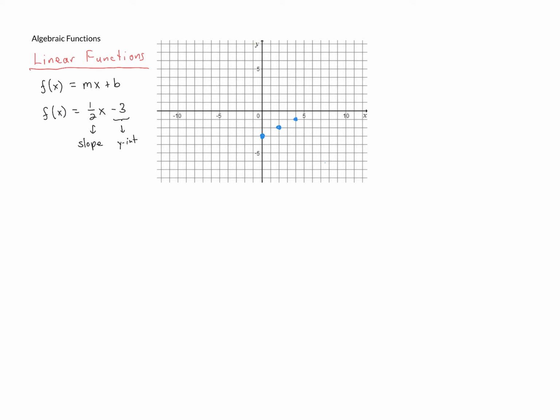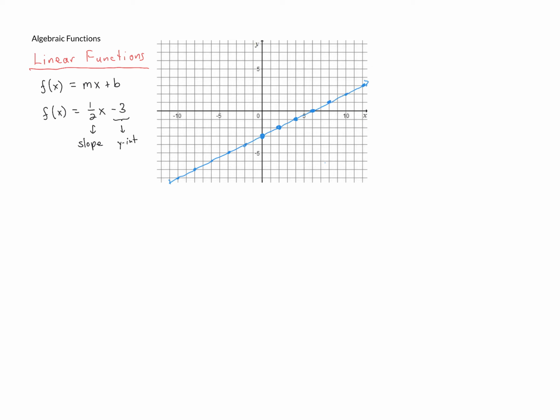Let's do that one more time. Up 1 and over 2. That gives us another point. And I'm just going to draw more of them. We can also go in the other direction. We can go down 1 and to the left 2. And this gives us more and more points. And then we can connect those dots in a straight line.